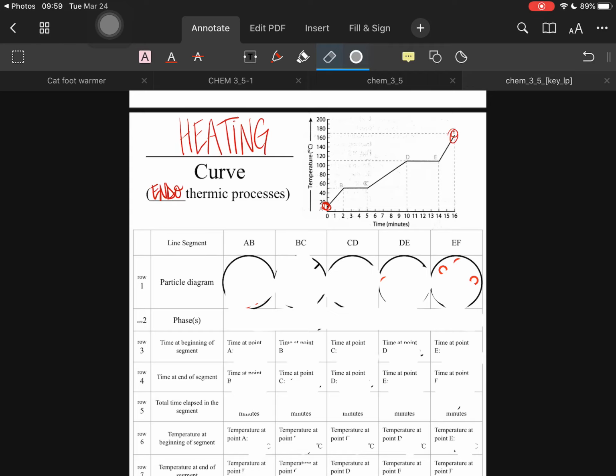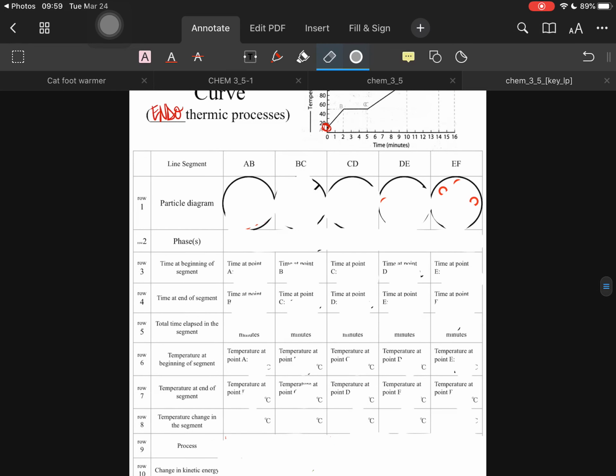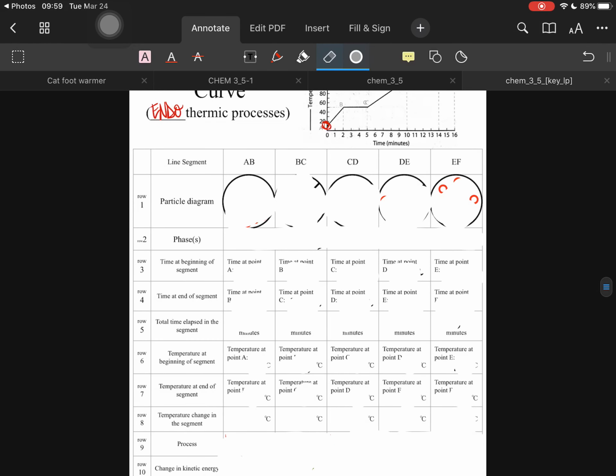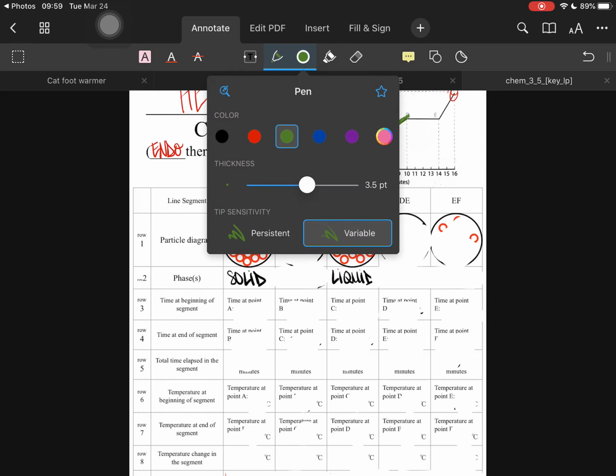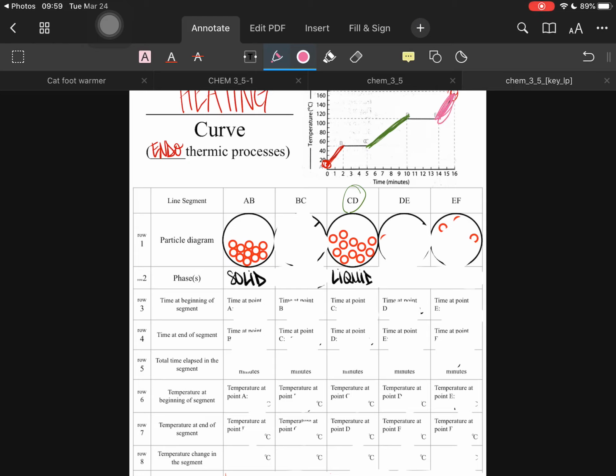Heat is entering. Okay, so the particle diagrams, like I said, I remember you guys being pretty good with those. So from A to B, right here, I would say that's a solid. From C to D here, have a liquid. And from E to F, have a gas, right? They're all far apart.